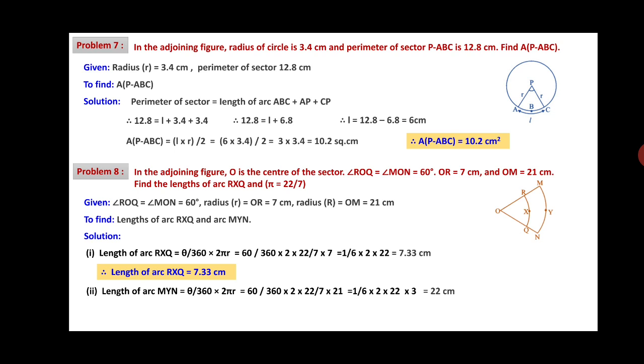Length of the arc MON is equal to theta upon 360 into 2 pi r, which will be 60 upon 360 into 2 into 22/7 into 21, which could be 1/6 into 2 into 22 into 3, which will be 22 centimeter. Therefore, length of arc MON is equal to 22 centimeter.